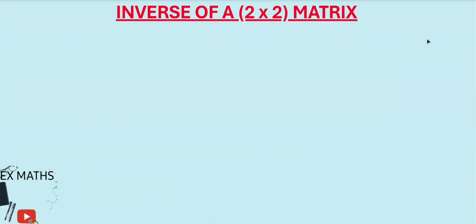Hello guys, in this video we're doing the inverse of a 2 by 2 matrix. So let's consider a matrix that has the following variables. Let me call it matrix A: a, b, c, d, like that.